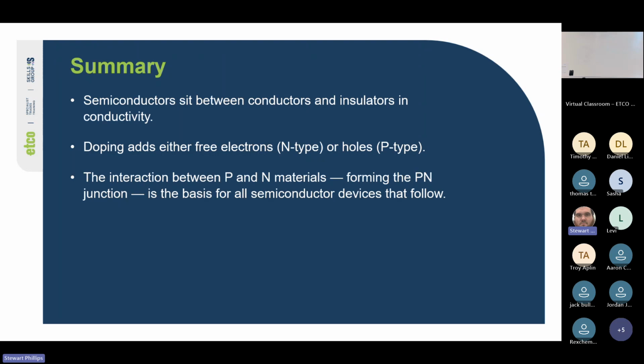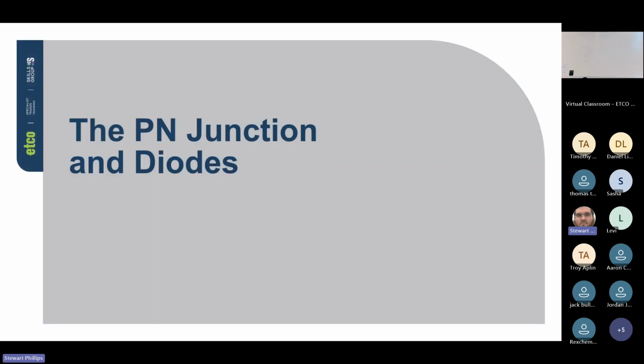Okay, cool. So the PN junction and diode. Now that we know what P-type and N-type materials are, let's see what happens when we join them together. The junction between the two types of material, called the PN junction, is the heart of every diode and most electronic components. It lets current flow easily in one direction, but blocks it in the other. In other words, it acts like an electronic one-way valve.